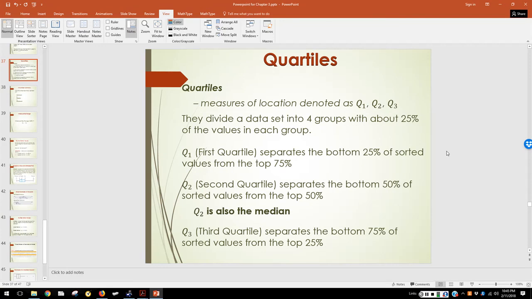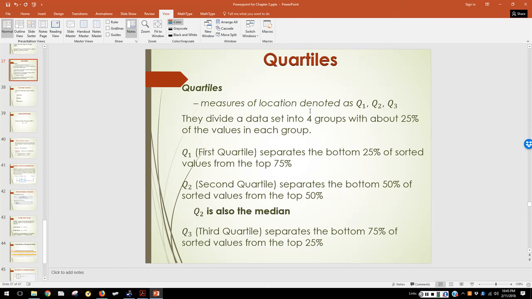The most important percentiles we'll talk about are called quartiles. The measures of location are denoted as Q1 for the 25th percentile, Q2 for the median or the 50th percentile, and Q3 for the third quartile or the 75th percentile. Those three quartiles divide the data set into 4 groups.